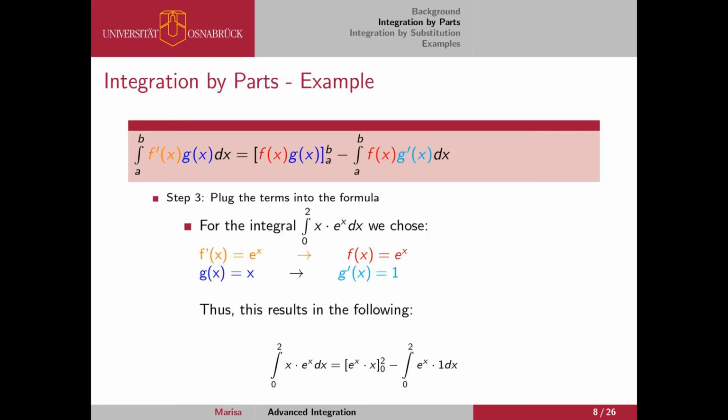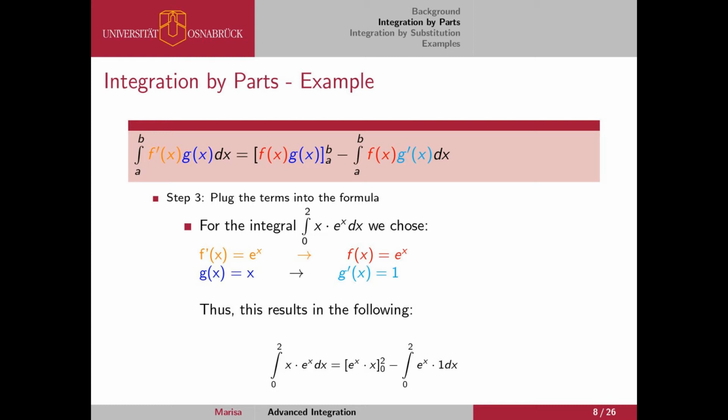In step 3, we want to plug in the terms we calculated in step 1 and 2 into the formula of integration by parts. The color coding should make it a bit clearer here, where you have to plug in which term. All we need is f prime of x, g of x, f of x, and g prime of x, which we just calculated. Now putting them into the formula, we will end up with this.